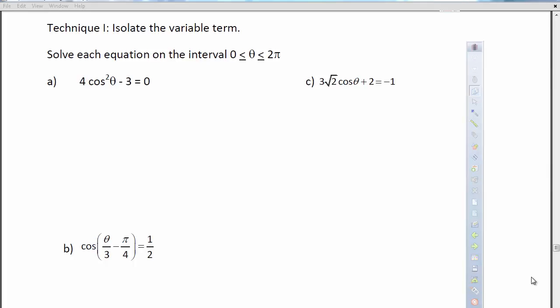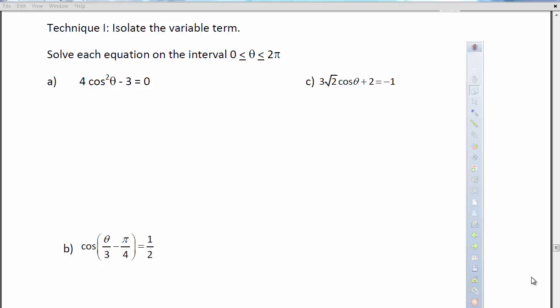So what we want to do in these last two sections is solve some trigonometric equations, okay? We know all about trig functions, and we know all about inverse functions now, so we're trying to solve these equations. And like any other time, we would try to isolate the variable term, or whatever function includes our variable.